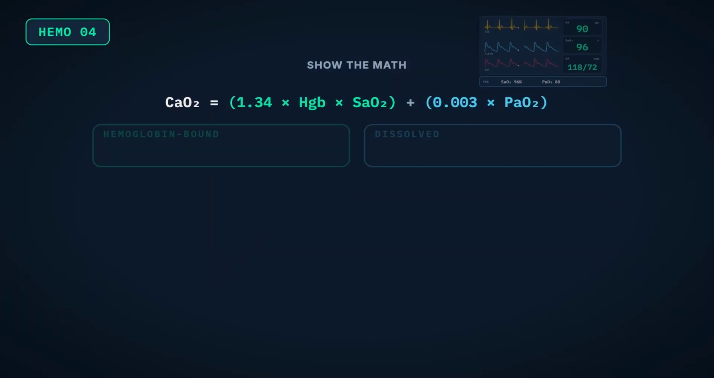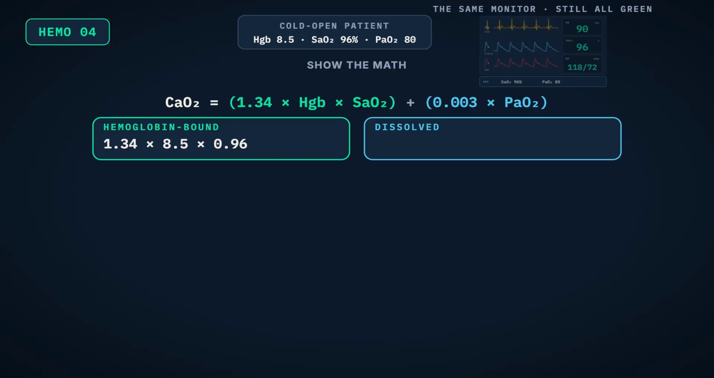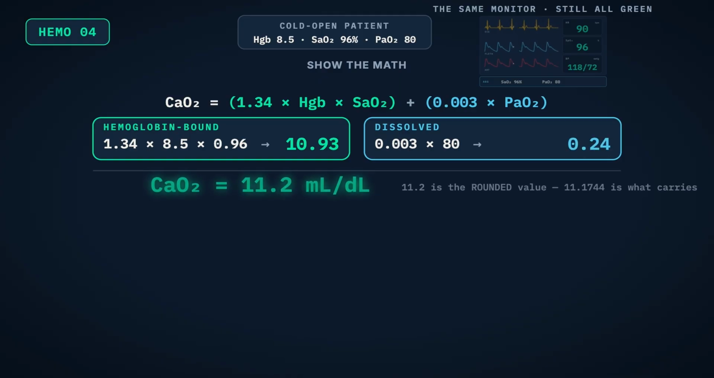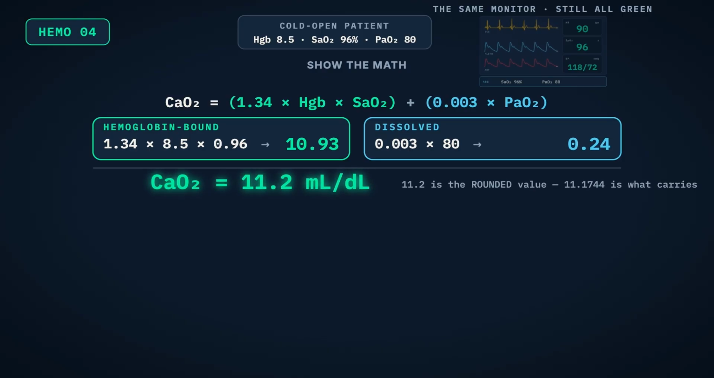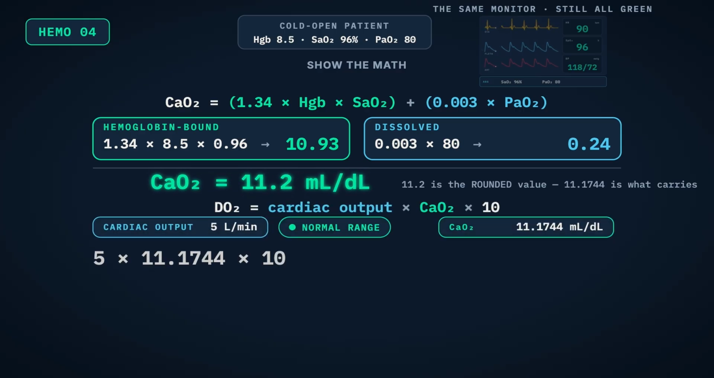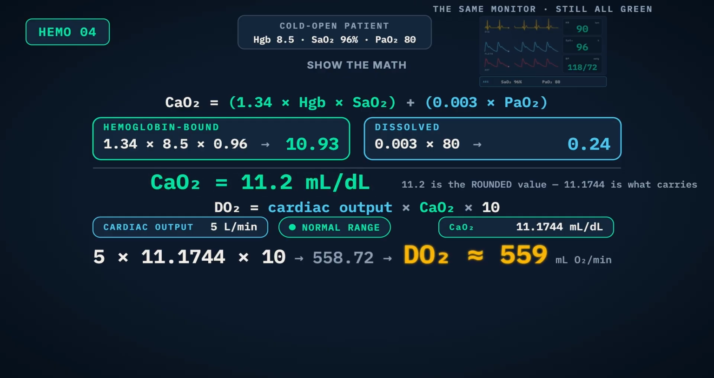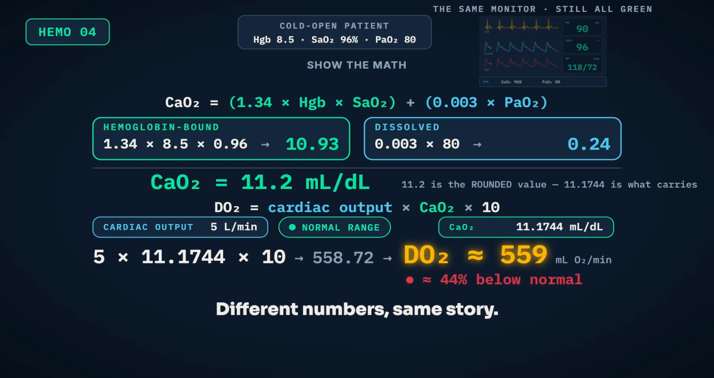1.34 times 8.5 times 0.96 is 10.93, plus 0.003 times 80, and that equals 0.24. CaO₂ is 11.2. Normal pump again, cardiac output at 5. DO₂ is 559 milliliters of oxygen per minute, about 44% below normal. Different numbers, same story. And that's the patient whose monitor is all green.